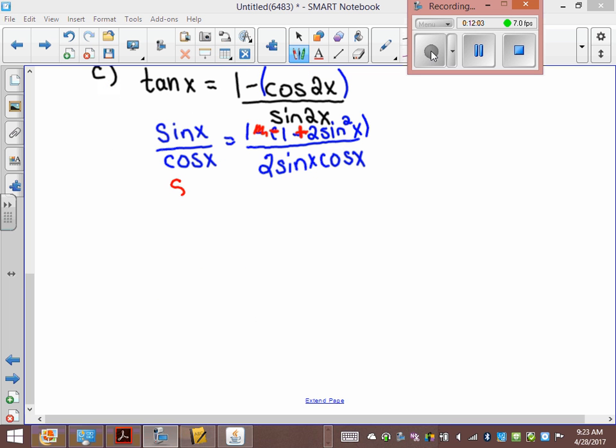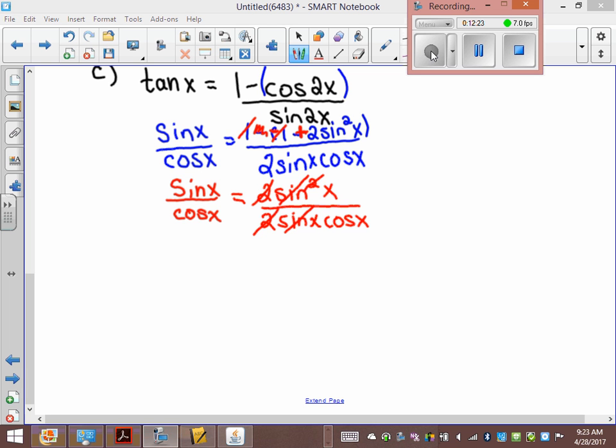So then you get sine x over cos x equals 1 minus 1, so they cancel. And then you have a positive 2 sine squared x over 2 sine x cos x. That cancels that. Oops, got a little cancel happy. The sine should still be there. The 2 should be gone. So you're going to get sine x over cos x equals sine x over cos x.